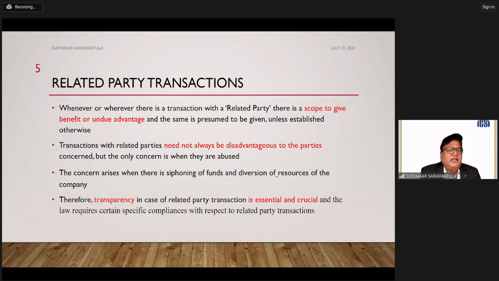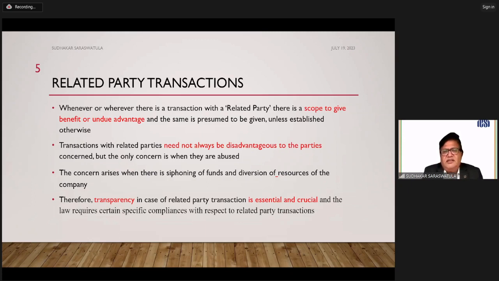Transactions with related parties need not always be disadvantageous to the parties concerned; the only concern is when they are abused. When you are in a group of companies with a lot of subsidiaries, the transactions between the subsidiaries and the holding company, or across the subsidiaries among themselves, are not at all disadvantageous. Rather, according to me, they are more advantageous because they are economical. When you act collectively as a group, your bargaining power will increase manifold. That is advantageous to all the parties concerned, whether subsidiaries, holding company, joint venture companies, associates, and everyone.